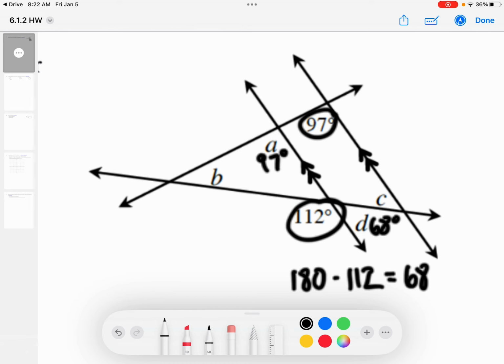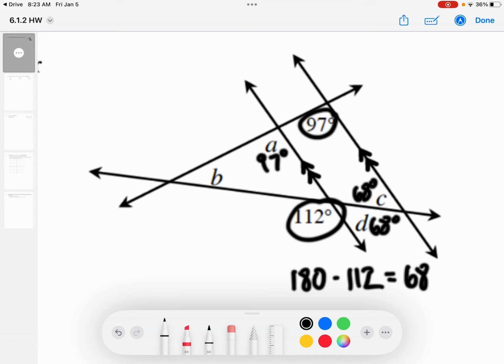Let's see. So if D is 68 degrees, what is the relationship between D and C? Well, they are interior to those two parallel lines and on alternate sides of the transversal. So C is going to be 68 degrees. And let's see, how do we go? So that leaves me trying to find B.